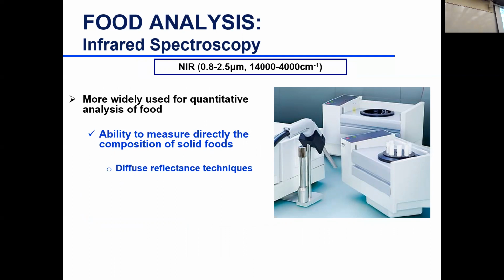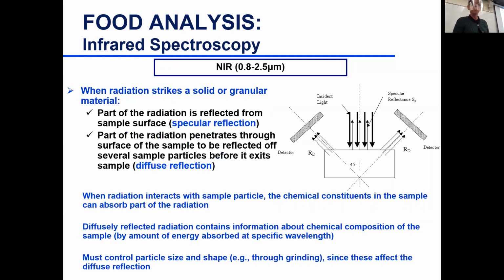So in NIR, again, here the wavelength is shorter. This means it carries higher energy than mid-IR. So you can measure composition of solid food, and the way to do it is diffuse reflectance. That means the light goes in, some compounds absorb the light, and the rest of the light gets reflected and gives you a fingerprint of what gets absorbed.